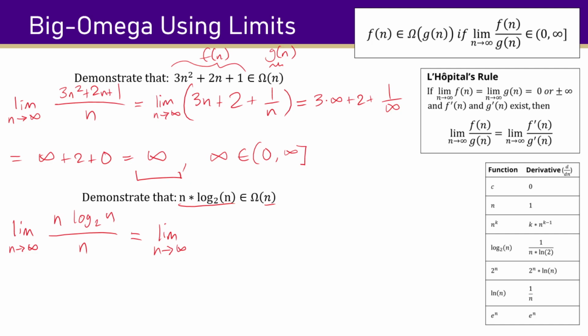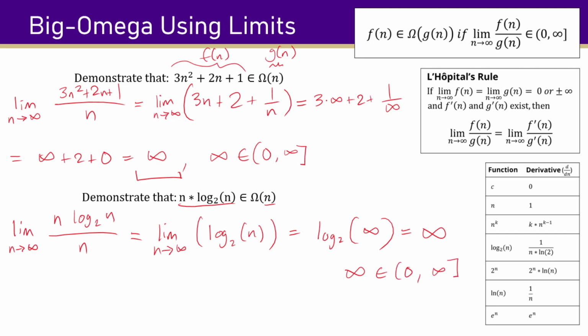And we immediately can see that, of course, this is going to grow larger than this. But we need to actually demonstrate that, so we need to work out this problem. So the n's cancel out, so we're just left with the limit of log base 2 of n. And if we substitute infinity, we get that, which of course is just infinity. And we know that infinity is, of course, again, in that range of 0 up to infinity inclusive. So there is our final value.